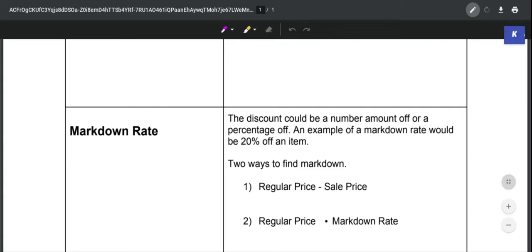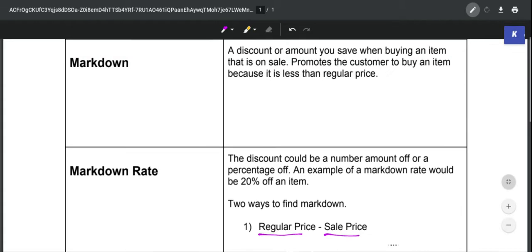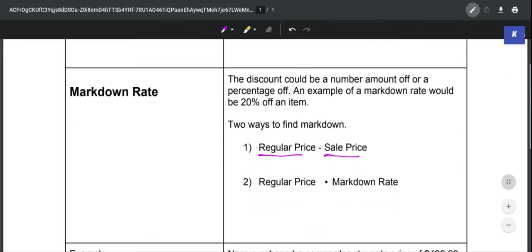In one instance, it's going to say something like $20 off this purchase, or the markdown will be at a markdown price. For instance, if it were regularly $100, it may be marked down to $50. So the markdown would be $50, because you're just taking the regular price and subtracting the sale price. So that's the first way that you find markdown. And that's what we're going to do for this section, is just find the markdown price.